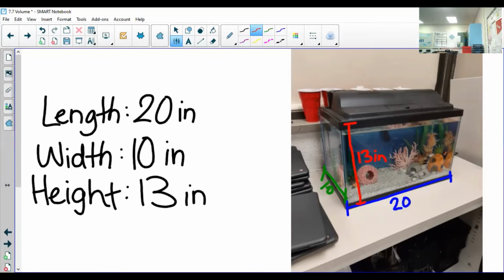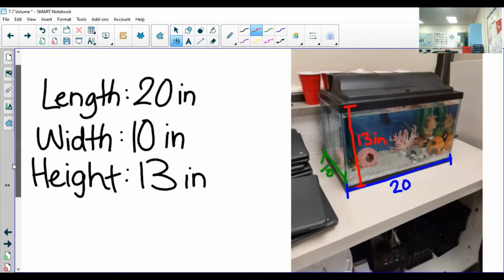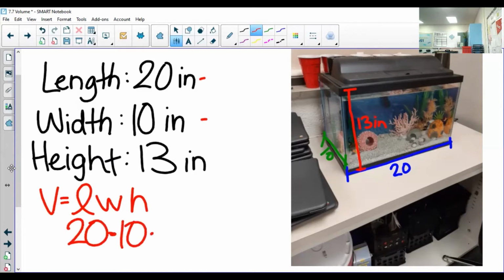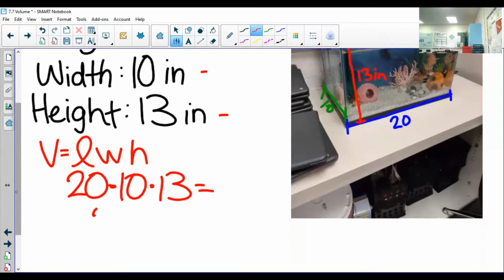Once you have all three of these measurements, you can find the volume. How much water is in my fish tank? What does it take up? How much space is in there? And the formula for volume is volume equals length times width times height, okay? So this is actually pretty easy. We just look at the numbers that we have and we plug them in. So my length, we know, is 20. So I'm going to do 20 times 10 times my height, which is 13, okay? I'm going to do 20 times 10, which is 200. And then 200 times 13 is 2,600.